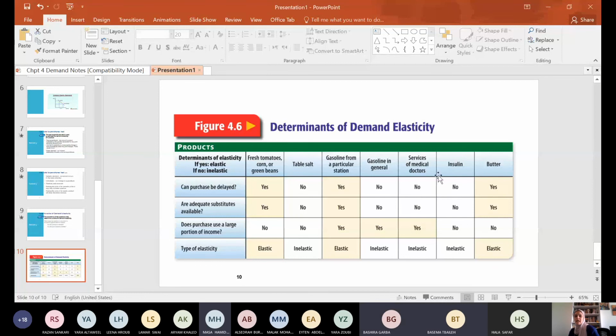Medical and doctors? Inelastic. Insulin is a medicine. Inelastic. Butter? Elastic, because I can replace it. I can cook with olive oil. Okay, and that's it. Are there substitutions? Yes. Does this purchase use a large portion of income? Leave it. As we said together, elastic, inelastic.